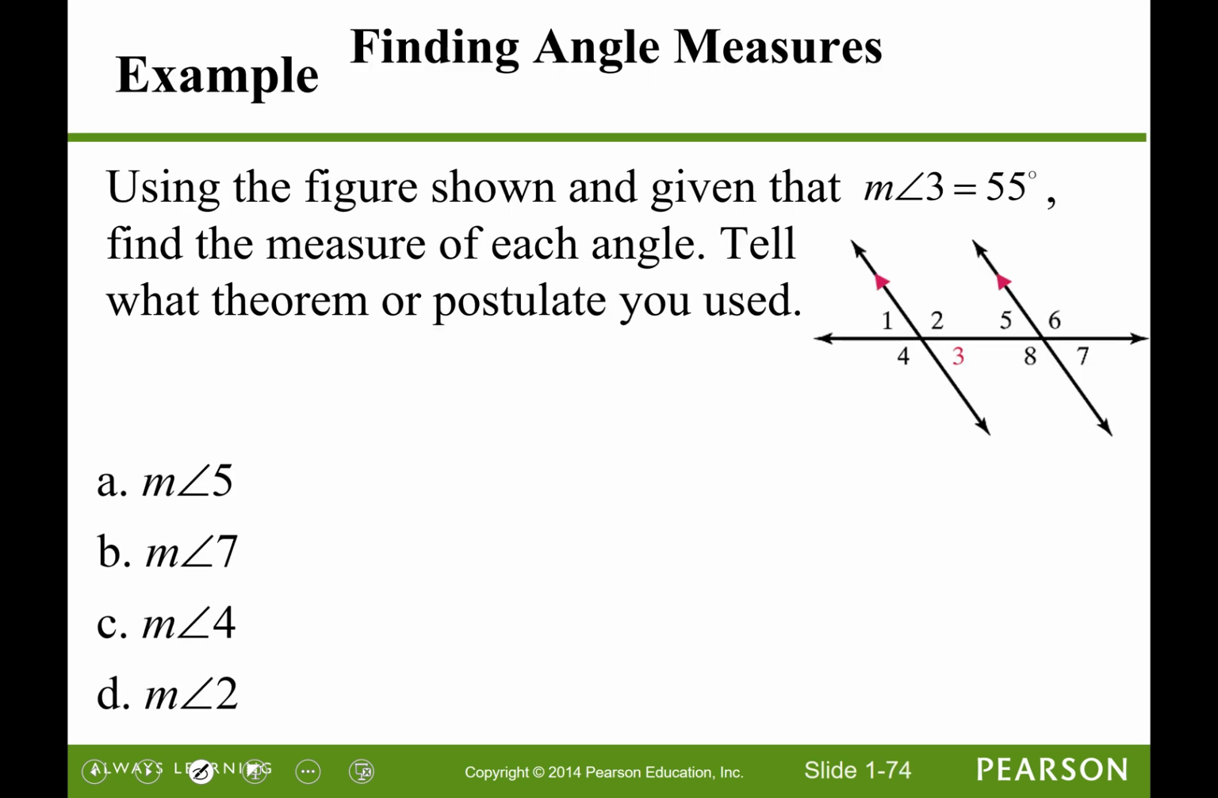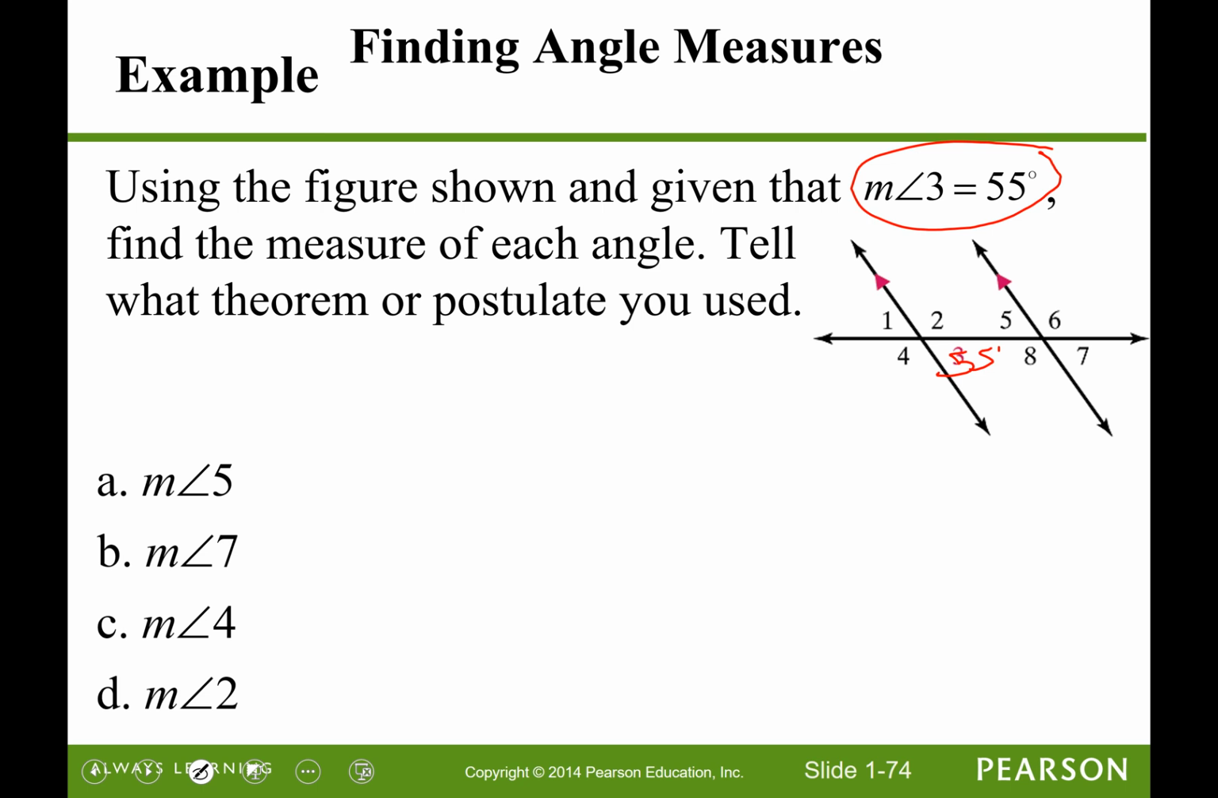All right, finding angle measures. Using the figure shown and given that angle 3 equals 55 degrees, find the measure of each angle. Tell what theorem or postulate you use. Okay, so they've given us a piece of information here. I always like to put that onto my figure if reasonable to do so. It's going to be kind of tough to write it, but I'll write it anyways. It's 55 degrees right there for angle 3. So that's an acute angle of 55 degrees.